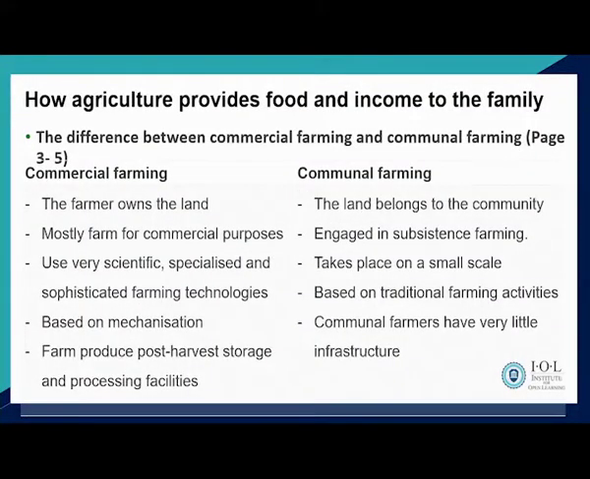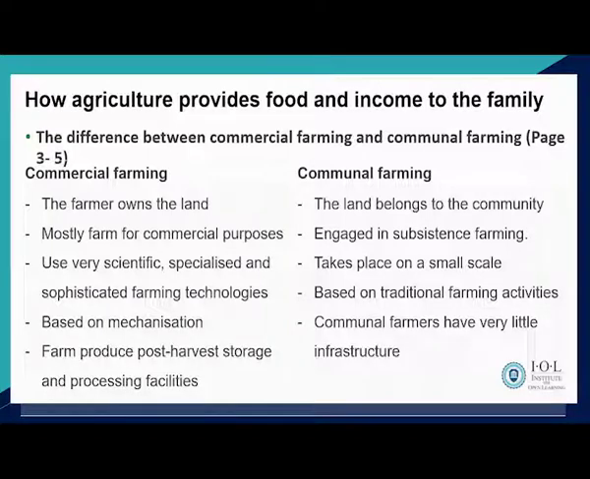When it comes to commercial farming and communal farming, there are a number of differences between the two, and these differences are outlined clearly in your study guide from page 3 to 5, so ensure that you go through them. But in short, in commercial farming, the farmer would most likely own the land, whereas in a communal setup, the land belongs to the community. And commercial farming, as the name says, is for commercial purposes, whereas communal farmers engage in subsistence farming.